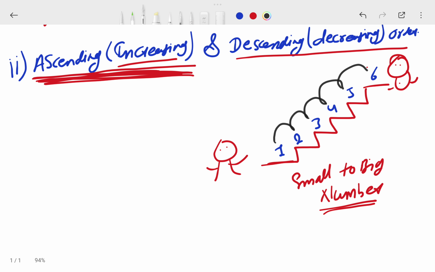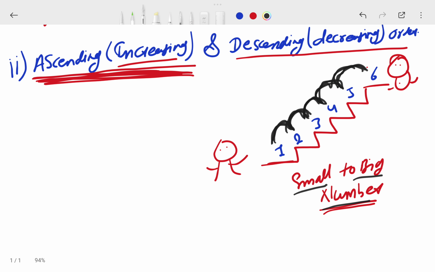How? Because you are going from small to big. First you go 1, then 2, then 2 to 3, 3 to 4, 4 to 5, 5 to 6. It means you are going from the smaller number, 1 is smaller, then you jump, 2 is greater, then 3 is greater, then 4, 5, 6. You are going from the smaller steps to the bigger steps. So when you go from a small number to a big number, that is called ascending order.